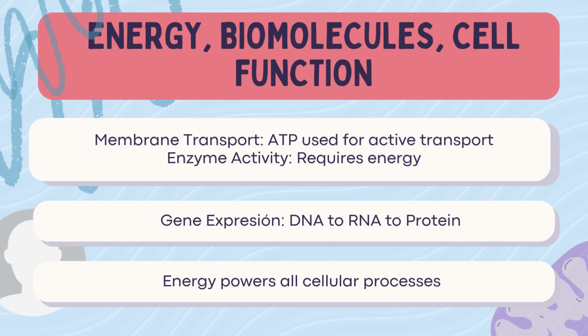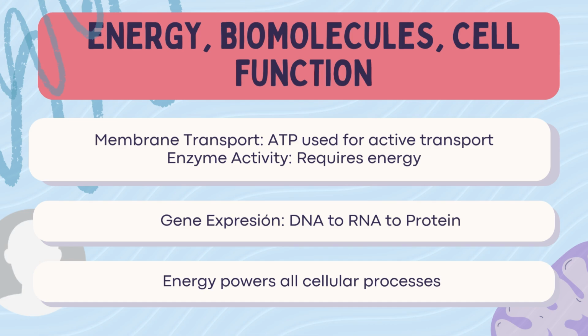Another example is enzyme activity. Enzymes are proteins that help chemical reactions happen faster. Many enzymes need ATP to function correctly. Without enough energy, those reactions slow down or stop, and the cell can't do its job.